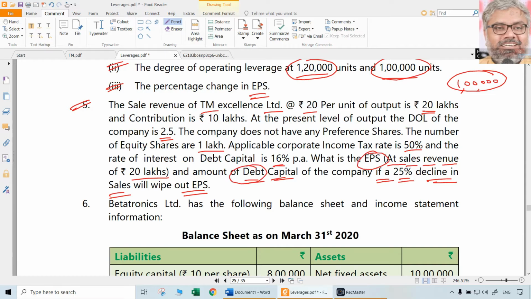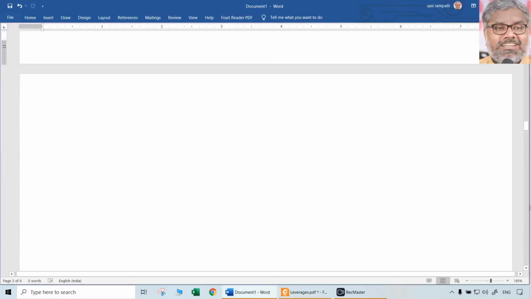How much is debt? We don't know. That's what we have to find out. What is the current EPS? That also we don't know. But one thing we know is if there is a 25% decline in the sales, that will completely wipe out, means make EPS zero. It can be simply found out as well.